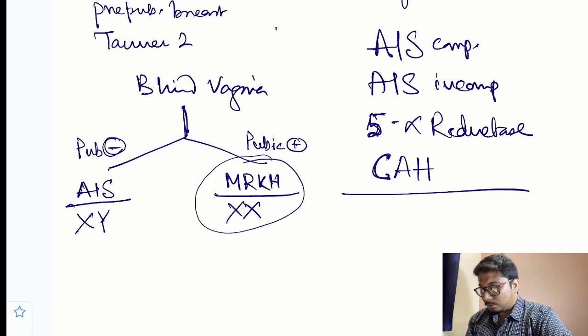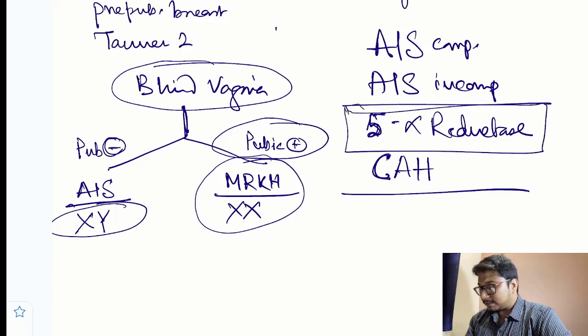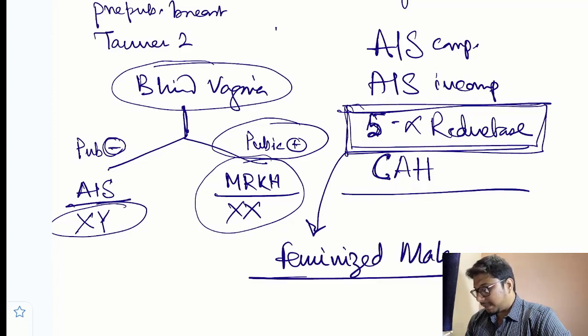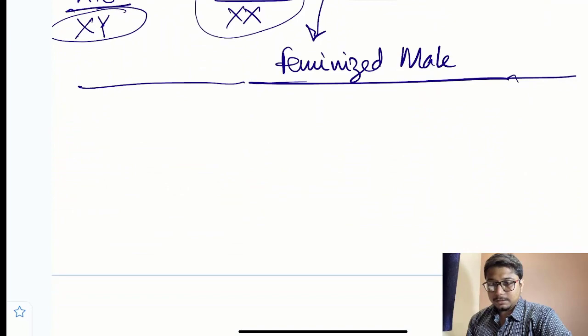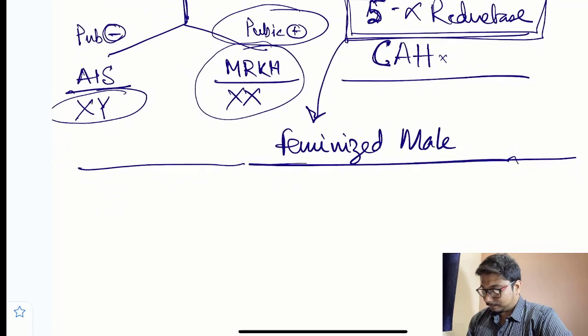So MRKH is ruled out. So here what you can see is blind vagina, pubic hair, along with XY. So this is our atypical case, 5 alpha reductase. This is a feminized male due to the absence of 5 alpha reductase. So don't just see clitoromegaly and jump into CAH. CAH will have other features, as I think we have discussed many times.